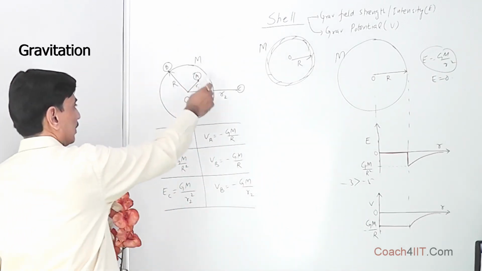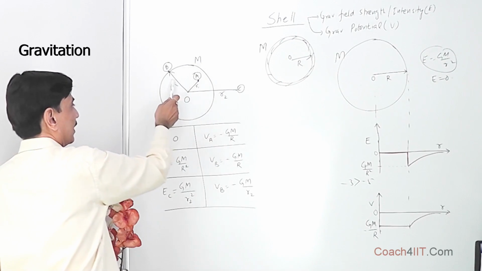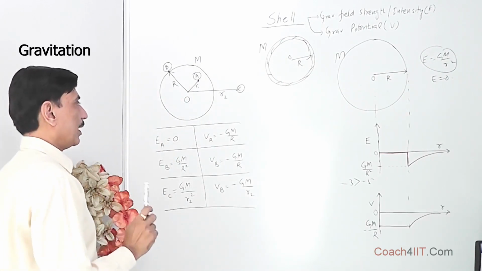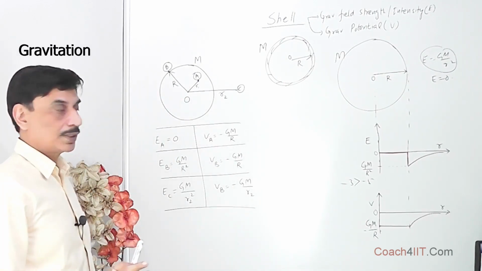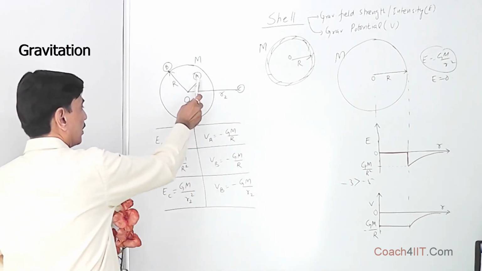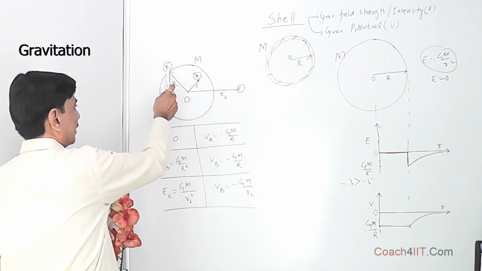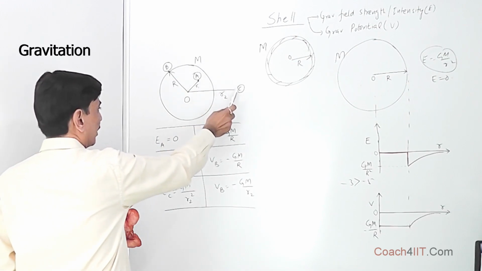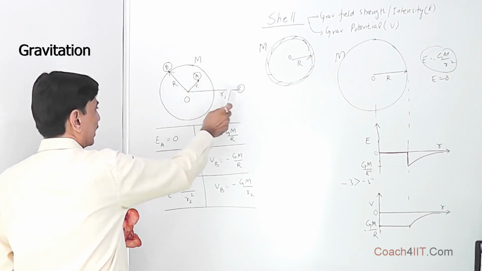Let's say we have this shell of mass m and radius capital R, and we are interested in three cases. That is when the point lies within the shell, second is at the surface, and third is when the point of interest lies outside this shell.